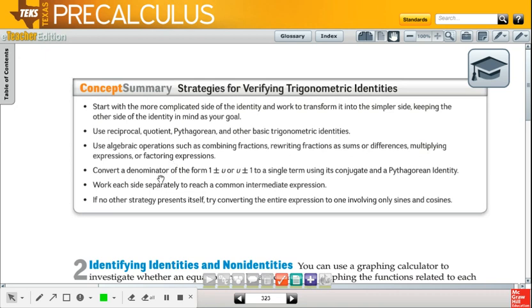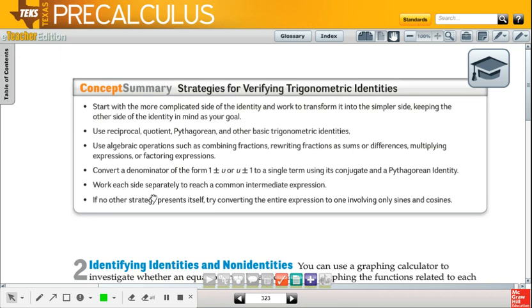The next part, convert a denominator of the form 1 plus or minus u, or u plus or minus 1, to a single term using its conjugate and a Pythagorean identity. So this ties into verifying trig identity by multiplying. So you multiply by the conjugate to get a Pythagorean identity. And you have seen how having a Pythagorean identity change or switch out or replace a complicated term into a simpler term.